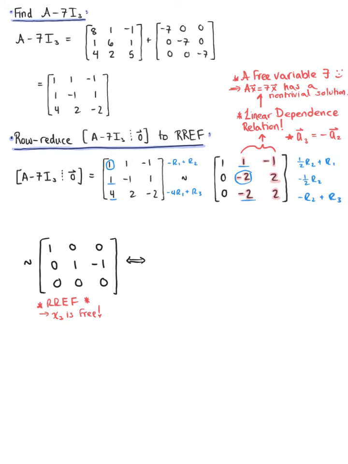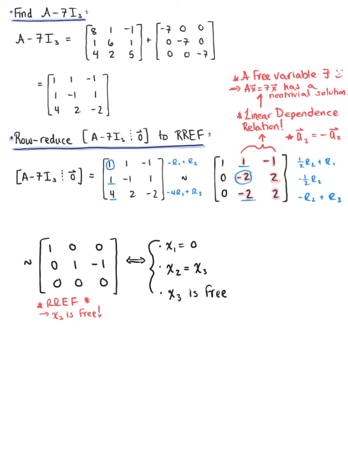So let's note here, we can rewrite this row-reduced echelon form of the matrix as a system of linear equations. We can see here that x sub 1 is equal to 0. We can see that x sub 2 is equal to x sub 3. And we know that x sub 3 is free.